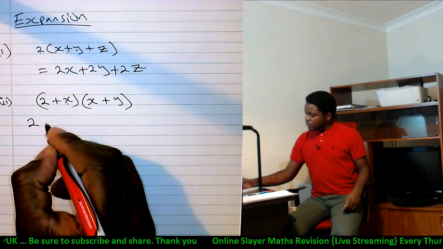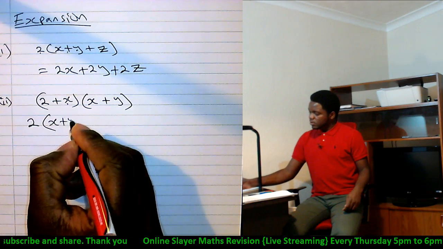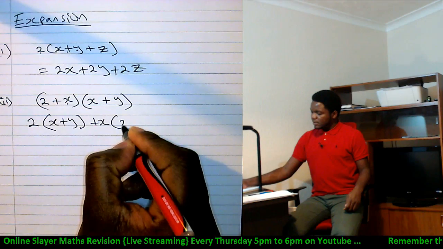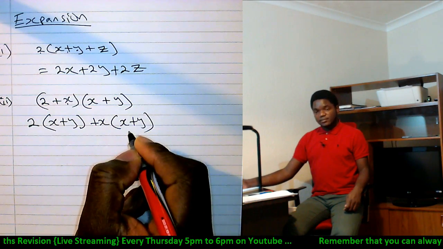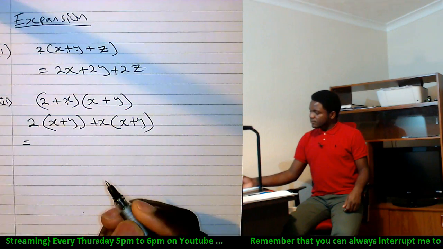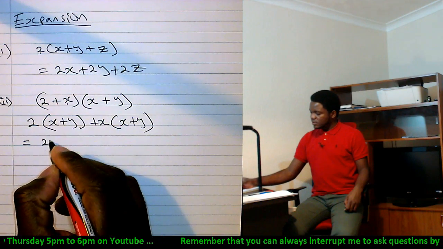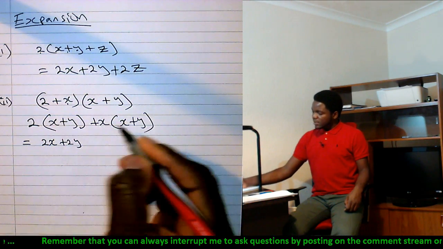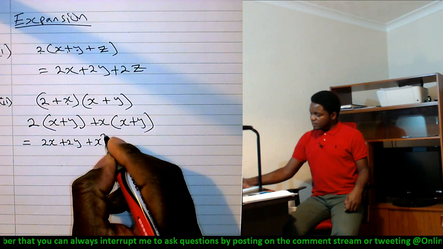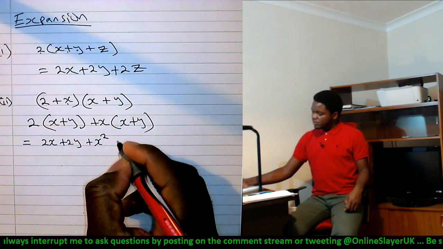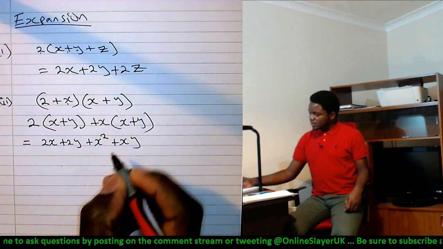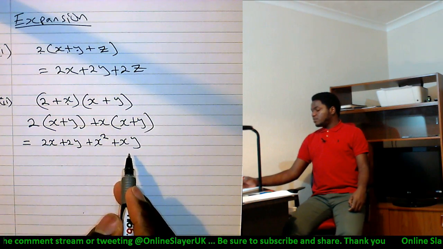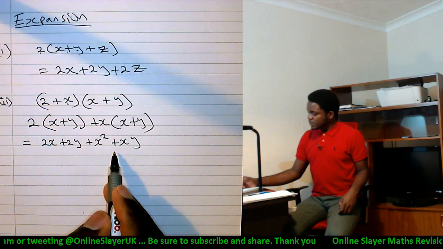So it's going to be 2 multiplied by x plus y, and then plus x multiplied by x plus y again. And this gives 2 times x, 2x, 2 times plus y is plus 2y, plus x times x is plus x squared, plus x times plus y is plus xy. That's the answer, because there is no need to simplify further. We're fine with this. Okay.